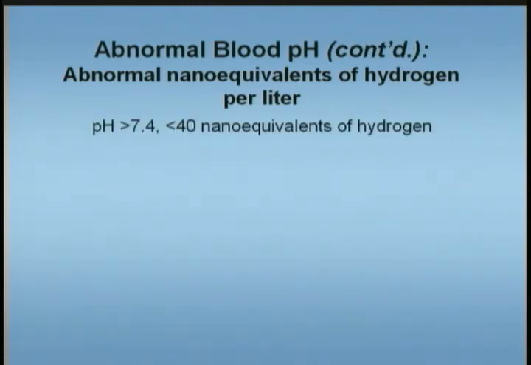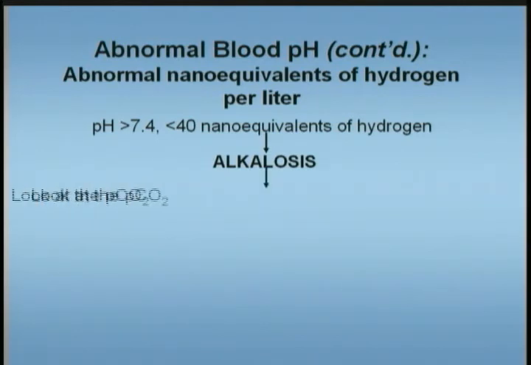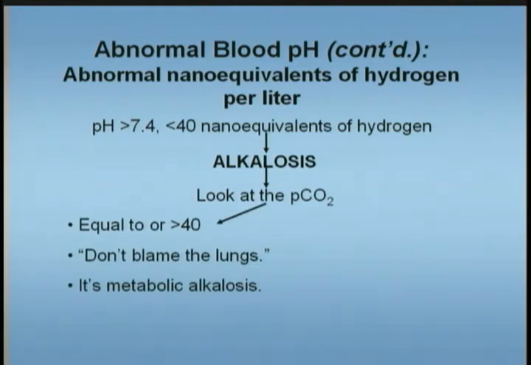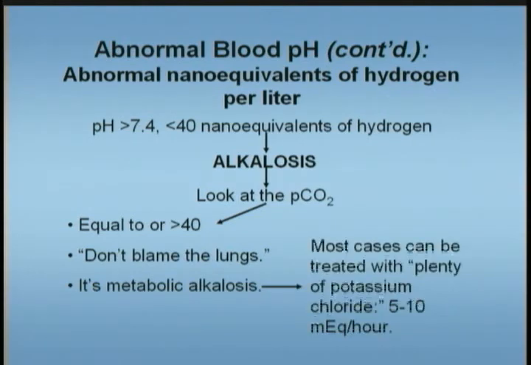But if we have a pH that is above 7.4 and the nanoequivalents of hydrogen are less than 40, that means the patient has alkalosis. Well, you look at the PCO2 again. If it is equal to or greater than 40, don't blame the lungs. The lungs are not hyperventilating and producing the problem. It is metabolic alkalosis, and you treat that in most cases quite successfully by providing the patient plenty of potassium chloride, namely 5 to 10 milliequivalents an hour.